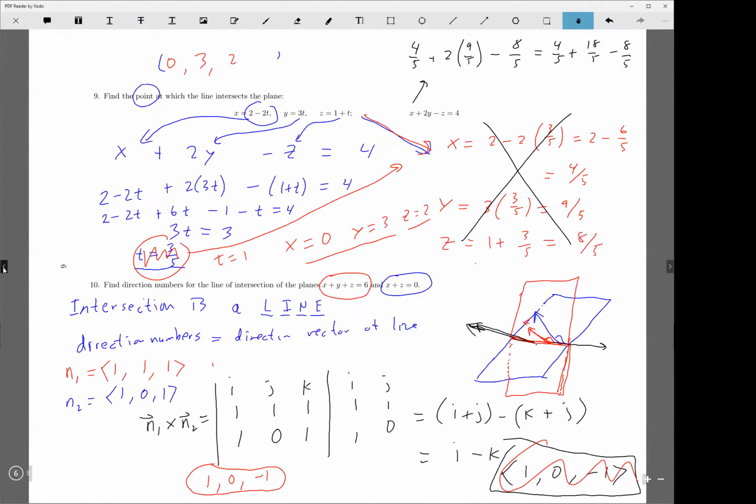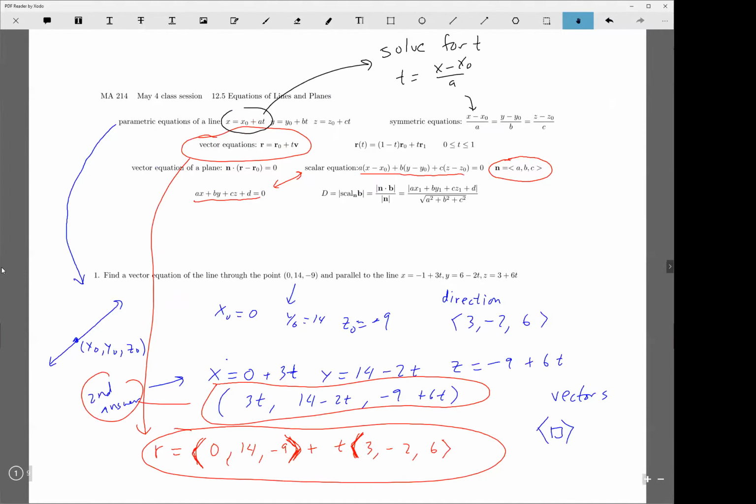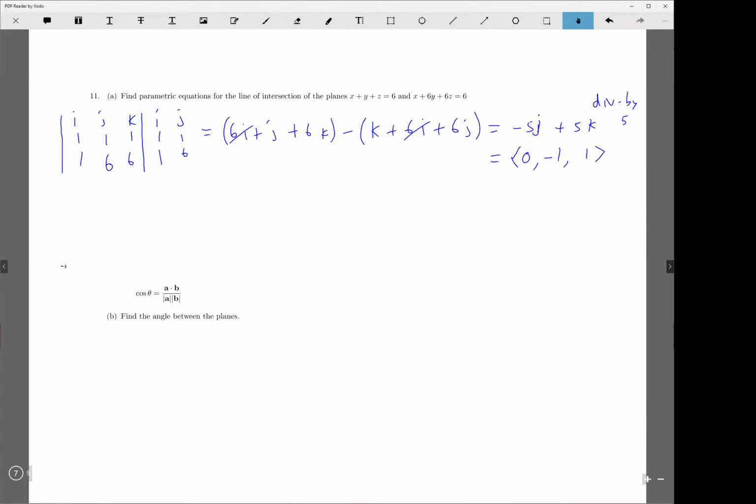Let me go back to the equation here. We're interested in the parametric equations for the line, so that would be this right here. And the vector that we just found is the ABC vector, okay, ABC. And so now we need to find a point though.